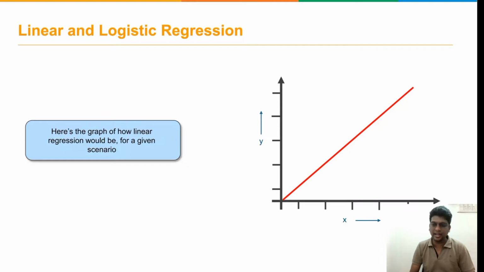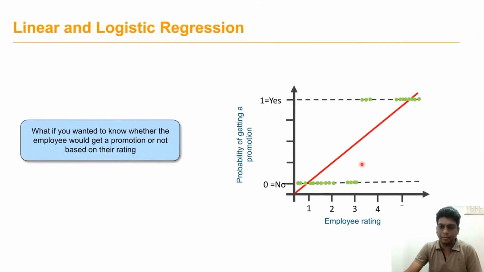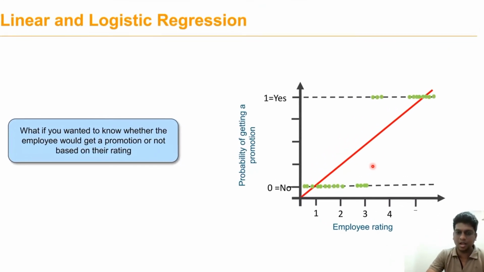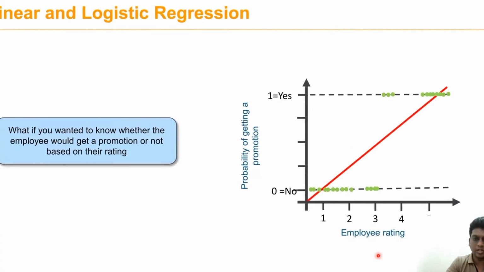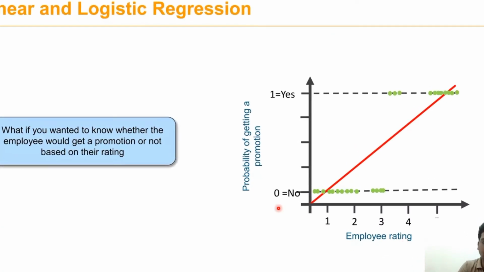Compare this linear and the logistic regression type. So this is how the graph looks for whether the employee gets a promotion or not, whether it's a yes or no. So this is the employee rating, and this is the probability of getting a promotion. At the bottom a line is drawn, and at the top of the graph another line is drawn. The bottom line represents the probability of no, and the top line the probability of yes, which is a discrete value of 0 or 1.